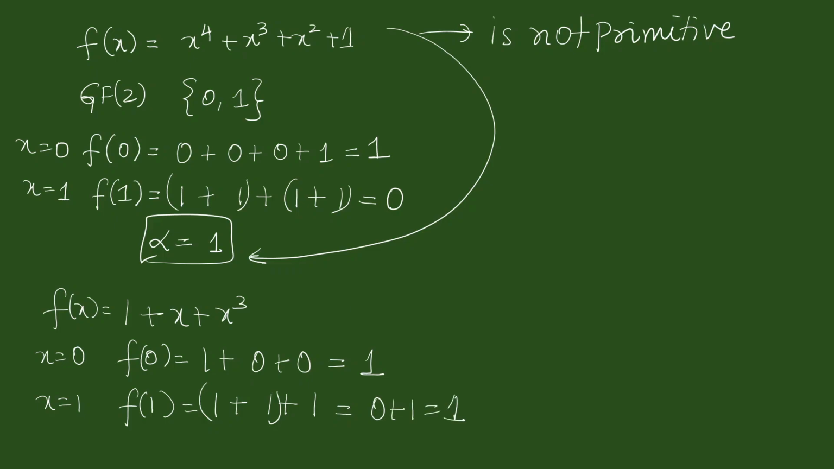So either when you apply 0 or 1, in both scenarios you are getting the function value equal to 1. So therefore this particular polynomial is called a primitive polynomial. There is no root for this particular polynomial, so none of the elements are leading to a value equal to 0. Such a polynomial is known as a primitive polynomial. Only such primitive polynomials can be used for the generation of the cyclic code.